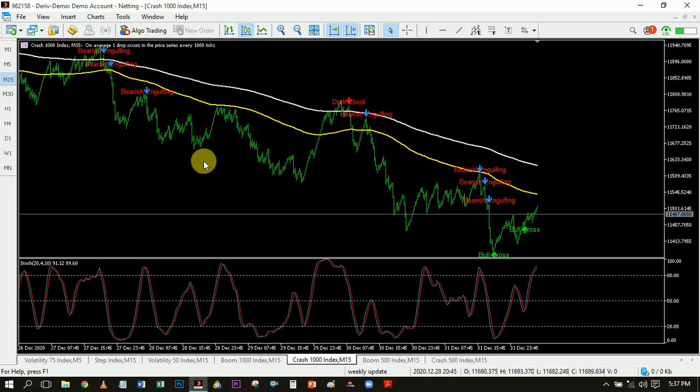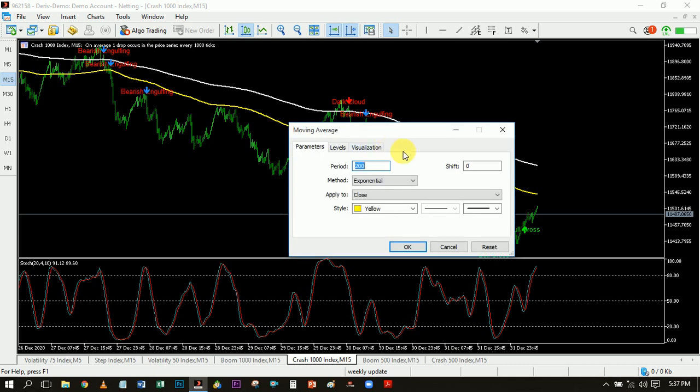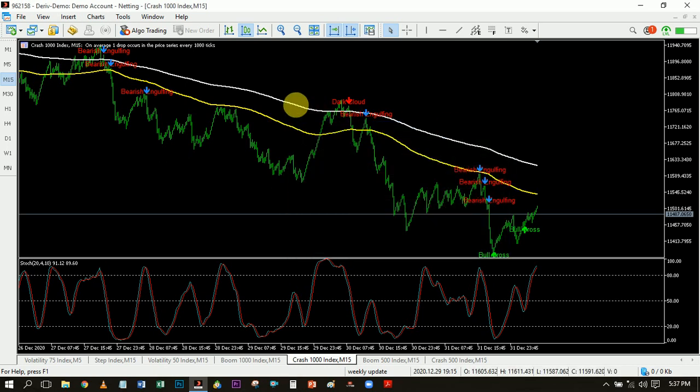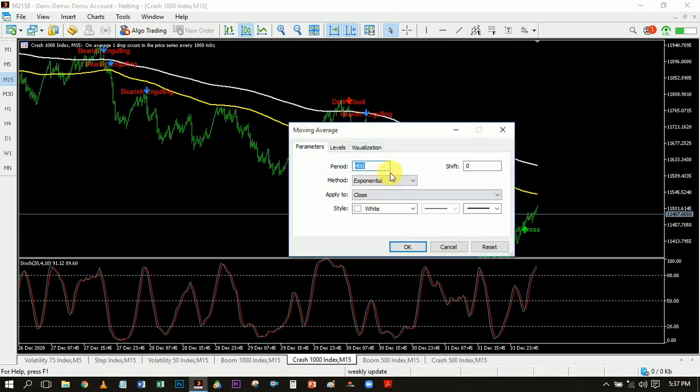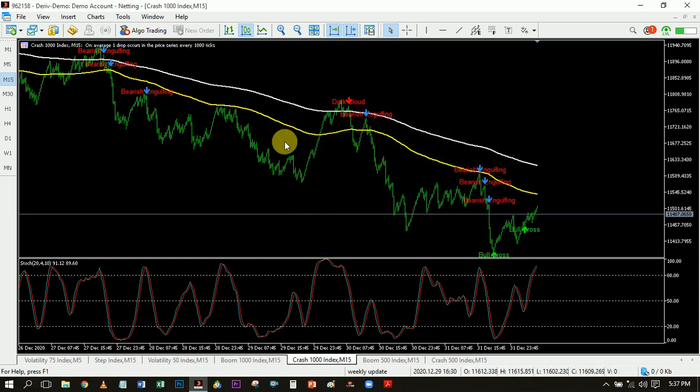This setup is quite easy. Number one, you need to know your trend, the trend of the market. And how do you know that? Through the use of moving averages. I'm using two moving averages: I have the 200 and I also have the 400. Both are exponential, so give them different colors that suit what you like to use.